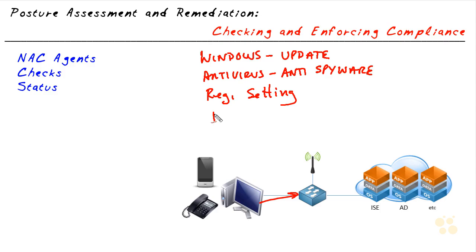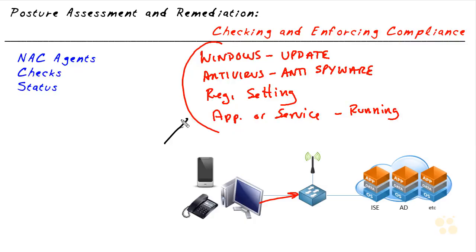Or maybe we're looking for some type of application or service that's currently running on the system. And if that software or service or application is not running on the system, we don't let that computer in. And we can check not only Windows computers, but we also can check other devices as well, for example, Mac OS. The next question is, how in the world do we check all of those things before we let that computer onto the network?